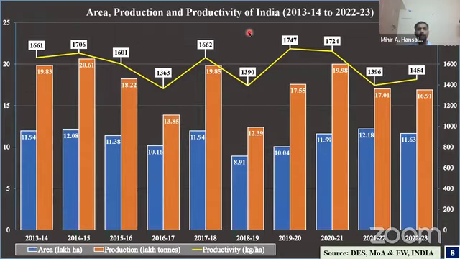If we talk about the area, production and productivity of India, then from 2013 to 2022, area is declining till 2016, but after the International Year of Millets in 2018, it is increasing. Production and productivity are fluctuating over the years due to some area being cultivated by other crops, and another reason is the use of traditional varieties of finger millet, etc.